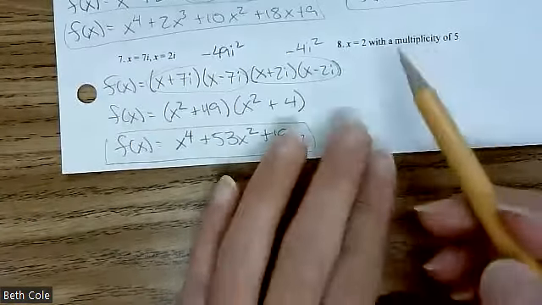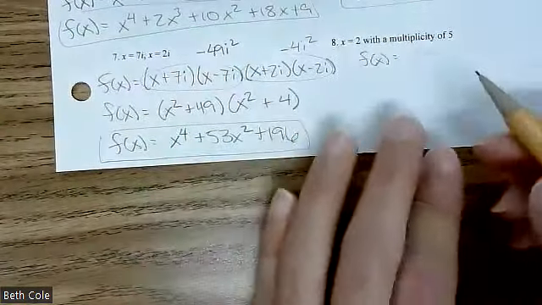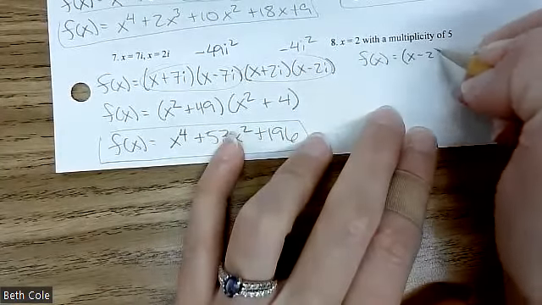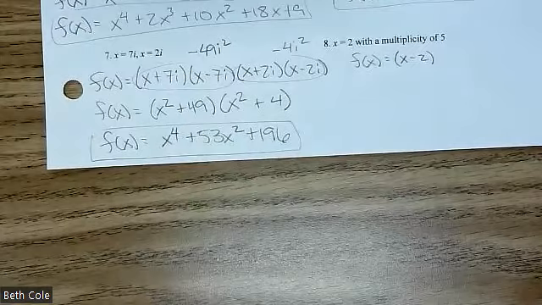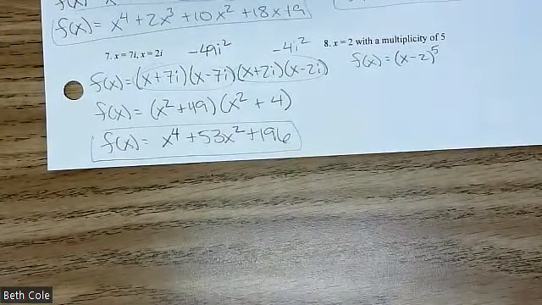So hey guys, look at this one. It says x equals 2. So what would be the factor for 2? It'll be x minus 2 with a multiplicity of 5. So that means 2 to the 5th power. That means you would have x minus 2, x minus 2, x minus 2, x minus 2, x minus 2.